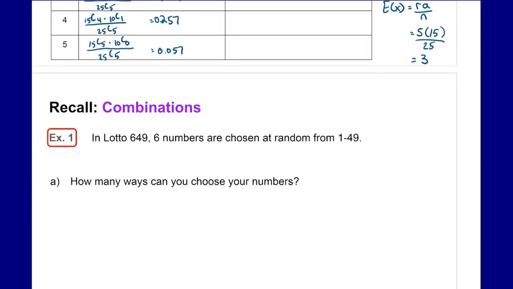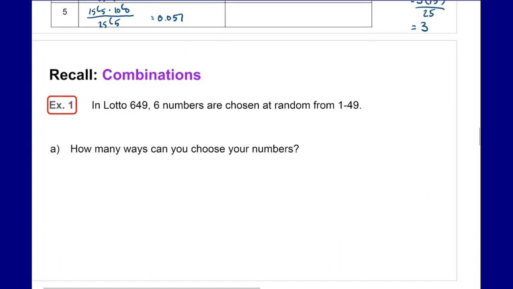So let's recall a little bit, going back to combinations, because this is kind of a combinations question. In Lotto 649, 6 numbers are chosen at random from 1 to 49. How many ways can you choose your numbers? In total, we have 49 numbers, and we're choosing 6. So we have 49 choose 6.